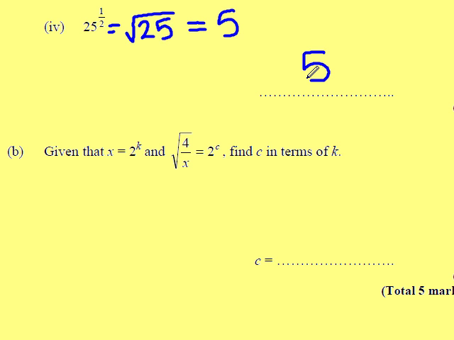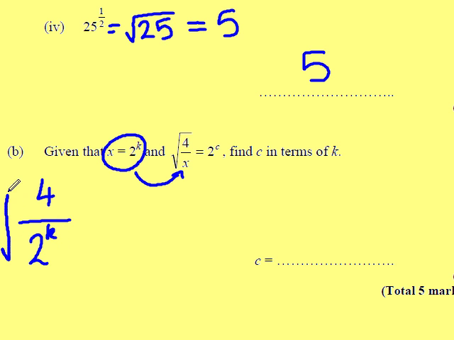X is equal to 2 to the power of k, and the square root of 4 over x is equal to 2 to the power of c. So let's start by substituting x equals 2 to the power of k into our expression. So we get 4 over 2 to the power of k, and all of that is square rooted. And let's simplify that as much as we can.